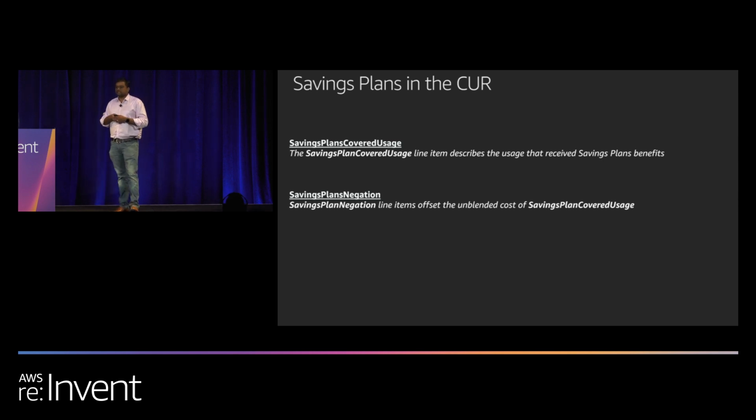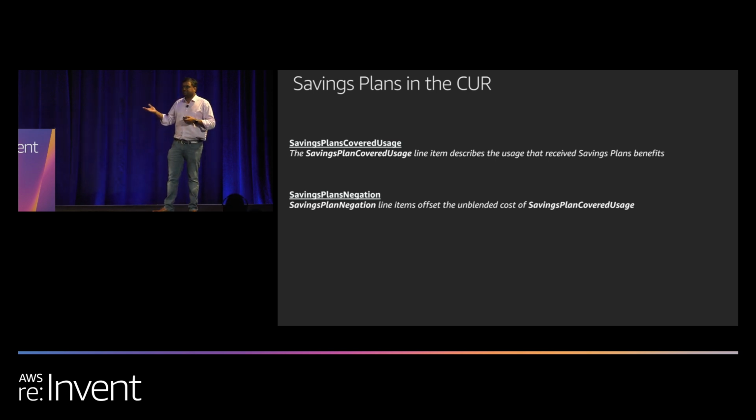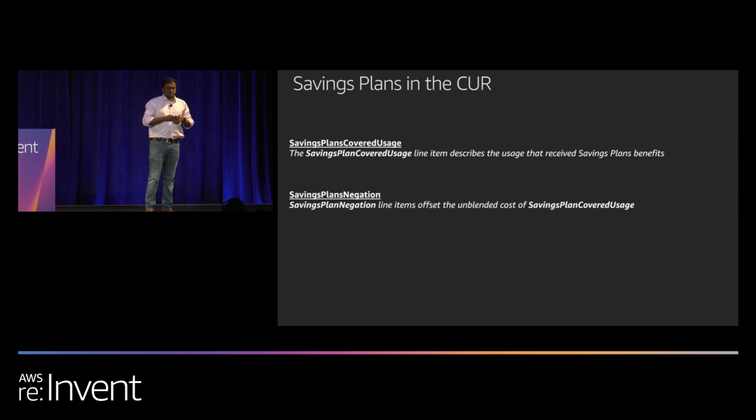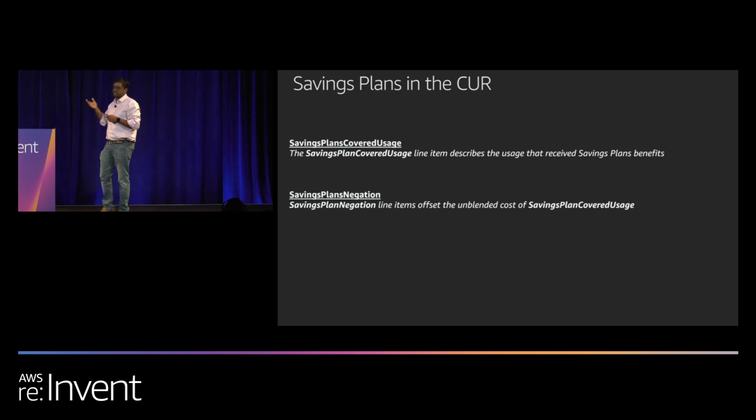So we took this feedback, and for Savings Plans, what we've done is that all your usage will first be charged at the on-demand prices. Then we'll wipe out the on-demand charges for the usage that got covered by Savings Plans. This makes it super easy for you to understand what your savings are, and then you can go and allocate that across your different business units in any way you deem fit, based on whatever internal chargeback processes and logic you have. So the two line items that can help you do this are the Savings Plan covered usage, which describes the usage that received the Savings Plan benefit, and the Savings Plan negation line item. This is the line item that offsets the on-demand cost of the usage that got covered by Savings Plans.